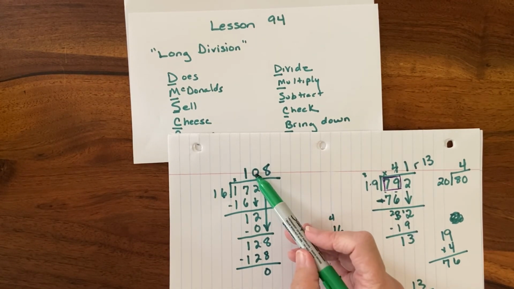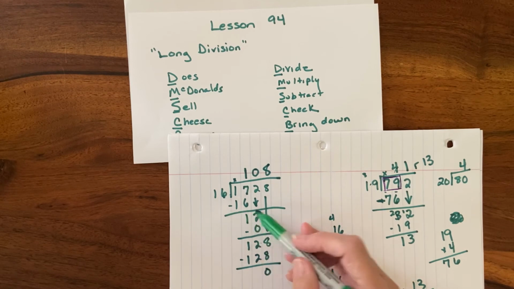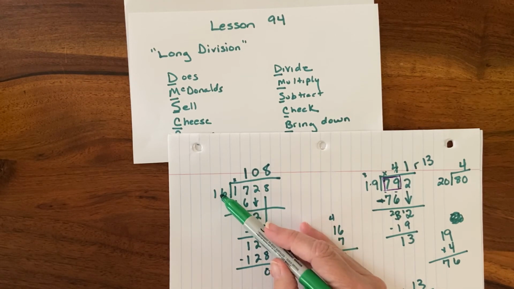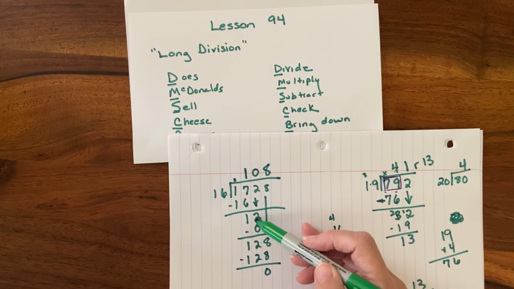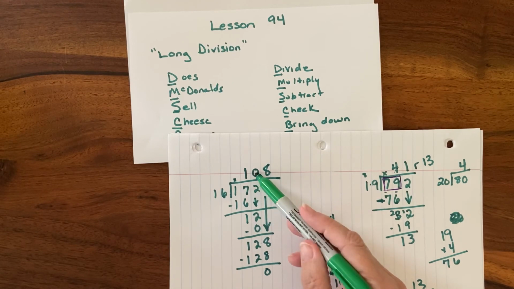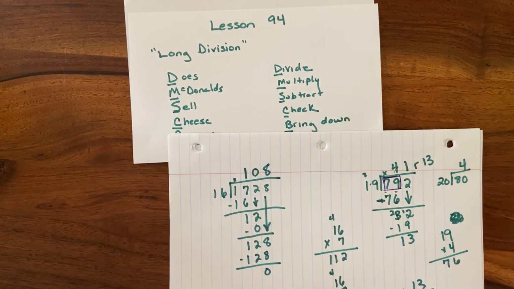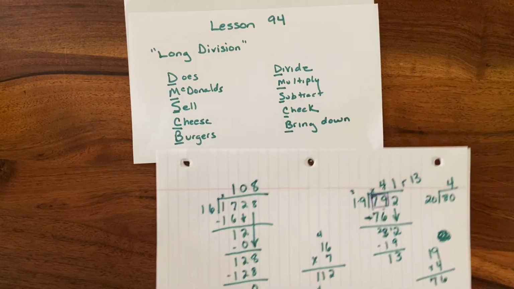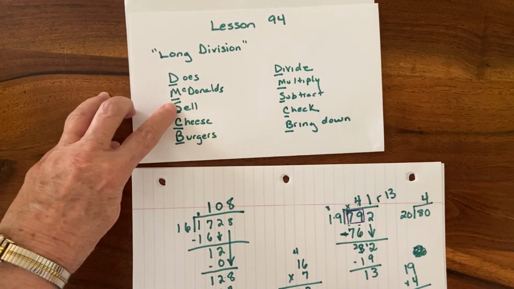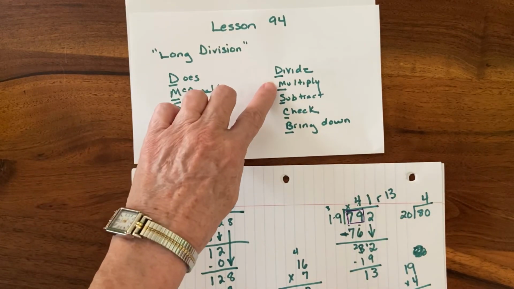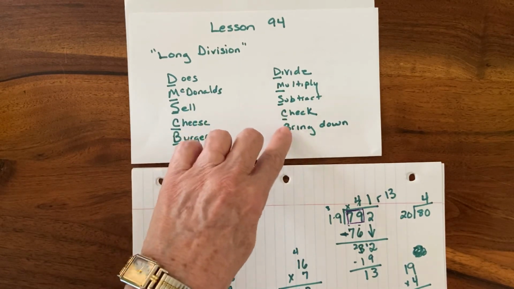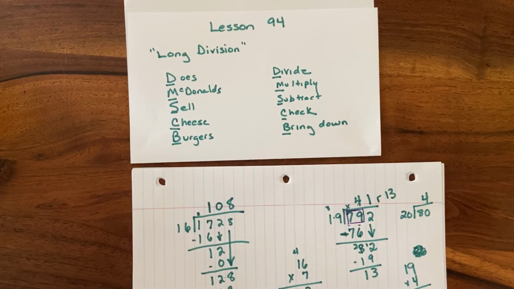Remember, if you find that your divisor won't go into your number here, you have to put that 0. Don't forget those zeros in the quotient. That's important. Just keep practicing. Division sometimes is trial and error. Do your best. Remember, does McDonald's sell cheeseburgers? Divide, multiply, subtract, check, bring down. Okay, good luck.